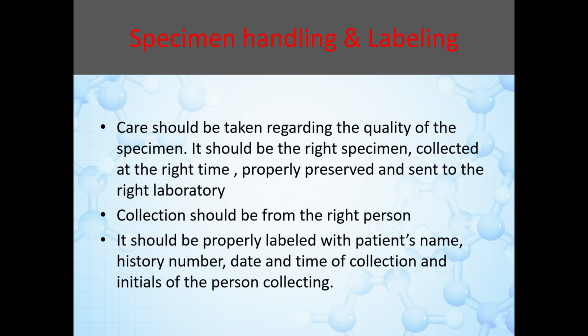So it's important that you maintain the quality of your specimen, and it should be labeled with the patient's name, patient's history number, the date and time of collection, and initials of the person collecting. So if the phlebotomist is collecting, he needs to write his name, and the time and date of collection, patient's name, so that the specimens or samples don't get mixed up and they reach the right lab, the right person gets the right report.